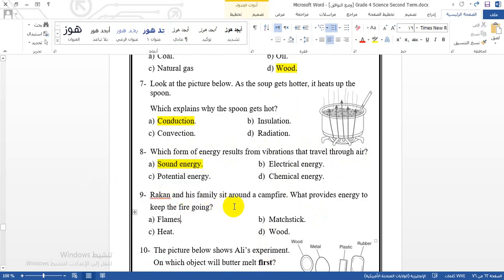Rakan and his family sit around the campfire. What provides energy to keep the fire going? So what kind of material keeps the fire going? Okay, it's the wood.